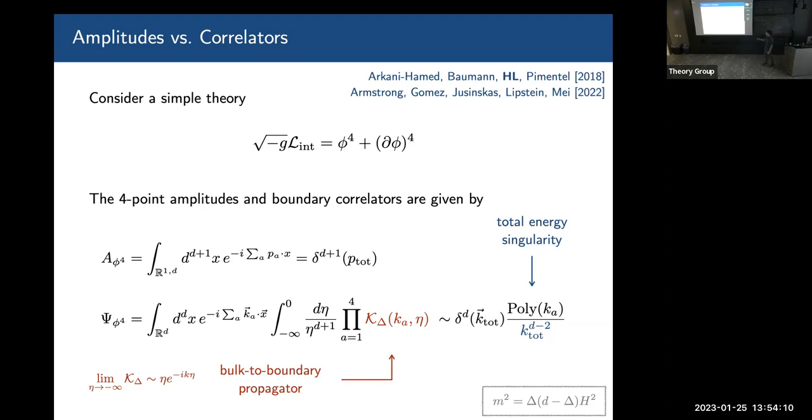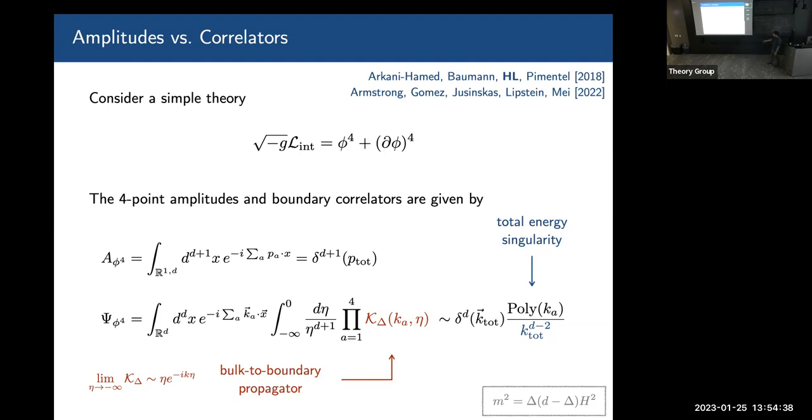Now, if you do this integral, then you basically find that the answer looks like this very schematic form. Again, the spatial part of the integral produces this delta function, just imposing spatial momentum conservation. But the time integral gives not a delta function, but some rational function of the energy variables. By energy, I'm just defining k to be the magnitude of this vector k.